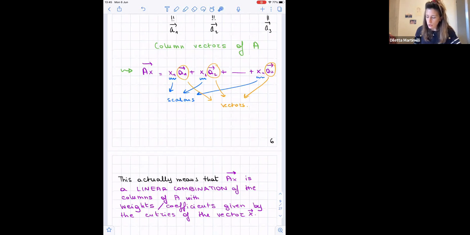Now I want to start studying some of the properties of this matrix vector multiplication, and we could try to do some exercises. Before I go to the exercises, any question on this double interpretation, either in terms of the rows of A or in terms of the columns of A?